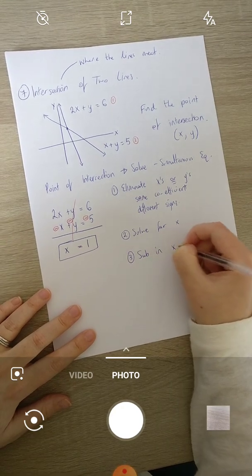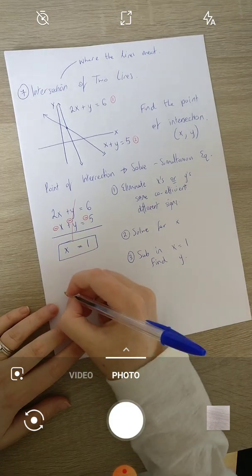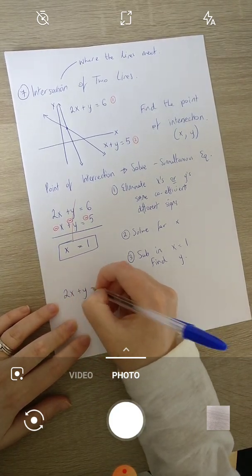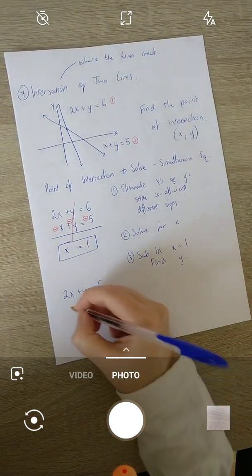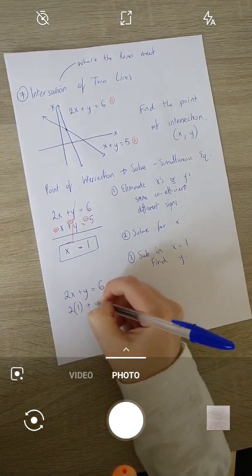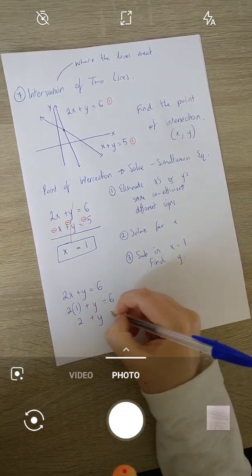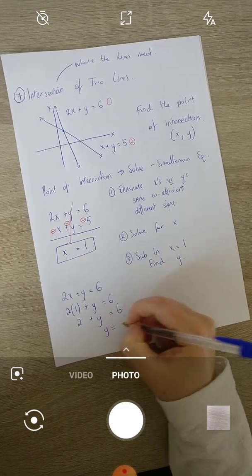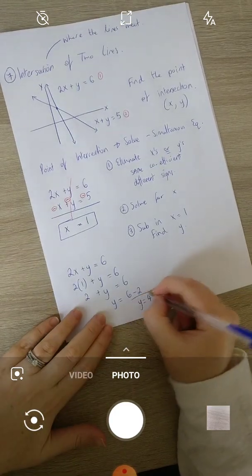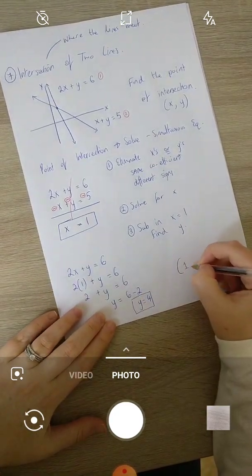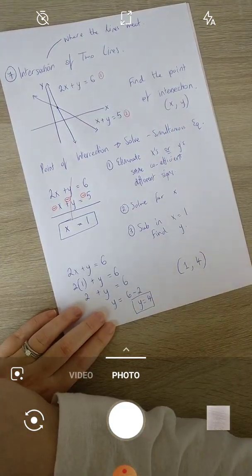Step 3, sub in your x equals 1 to one of the equations. It doesn't matter which one you pick. I'm just going to pick the first one. So 2x plus y equals 6. We now know x is equal to 1. So it's 2 times 1 plus y equals 6. 2 times 1 is 2 plus y equals 6. So y is equal to 6 minus 2. So y is equal to 4. And what that means is the point of intersection for these two lines would be 1, 4.